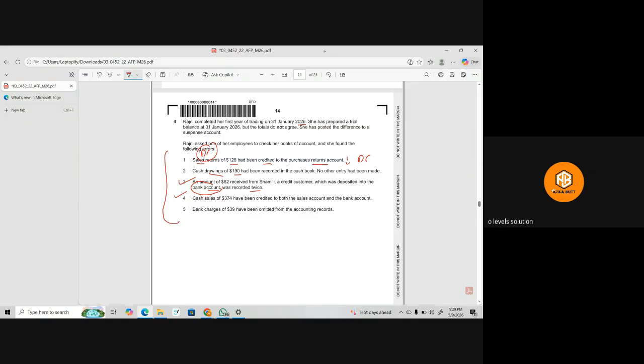Then we have error 4. They're saying cash sales of 374 have been credited to both the sales account and the bank account. So we credited the bank account. So what do we have to do? This is 374. It means that we have to make the entry with the double amount, since we should have debited the bank account, but we credited it. It's like that. This is my bank account. Mistakenly, I just credited this like this.